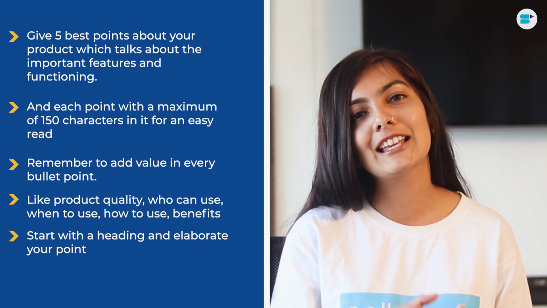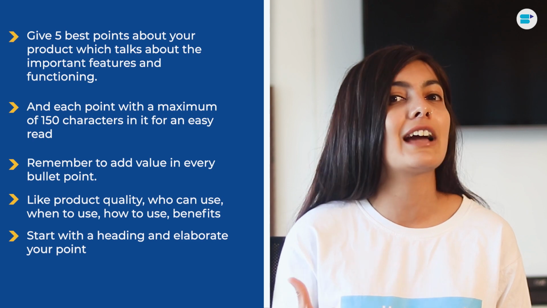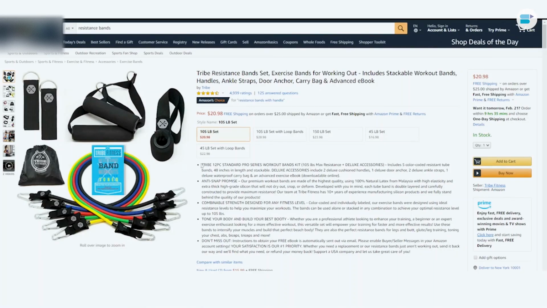Make sure your copy is enticing and has calls to action. Let's take an example. In this example, you can see that the bullet points talk about the product quality, how it is different from the competitors, anti-snap promise, it talks about the durability, and it also talks about the benefits, and they also have something called don't miss out, which evokes an emotion in the buyers. So it has to be readable, simple, and yet convincing.